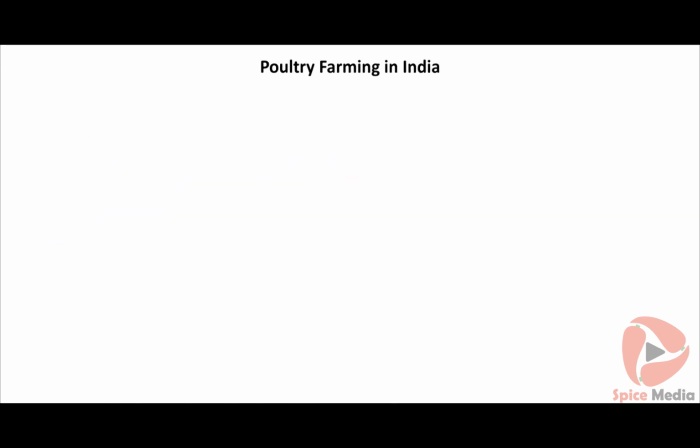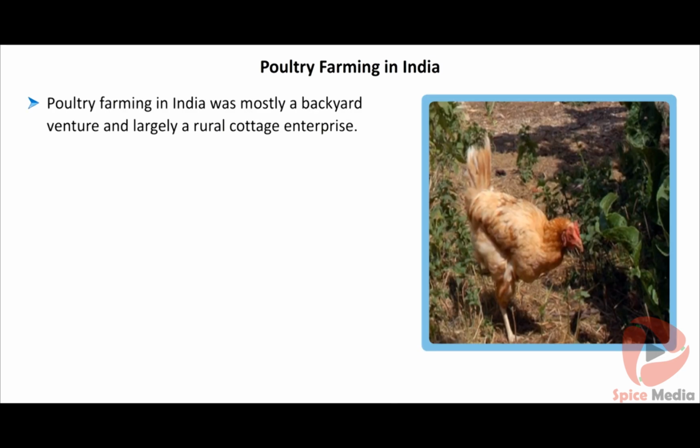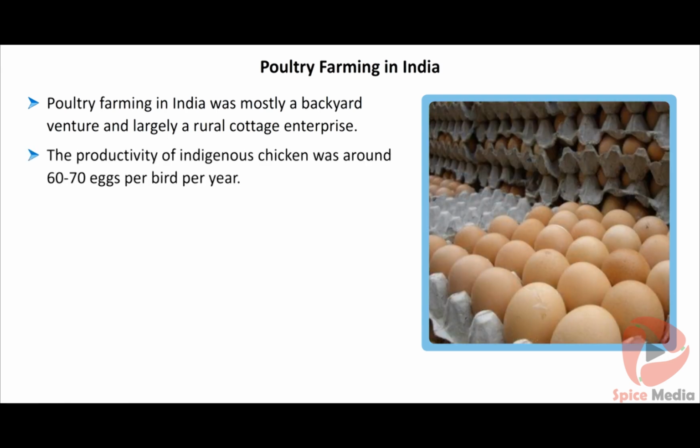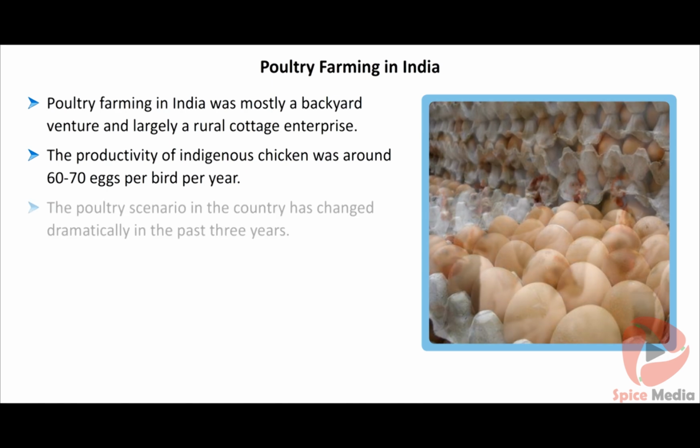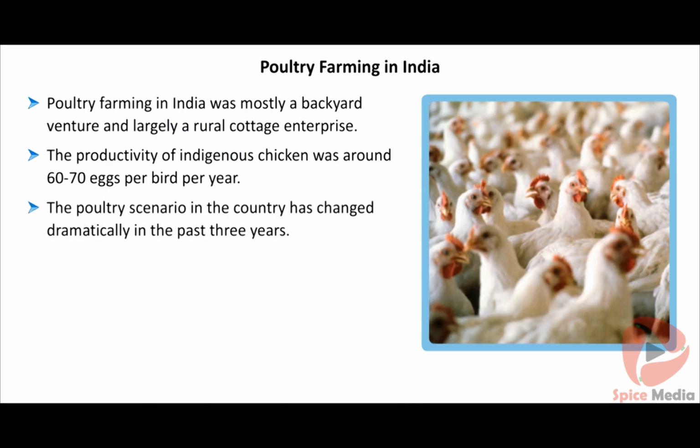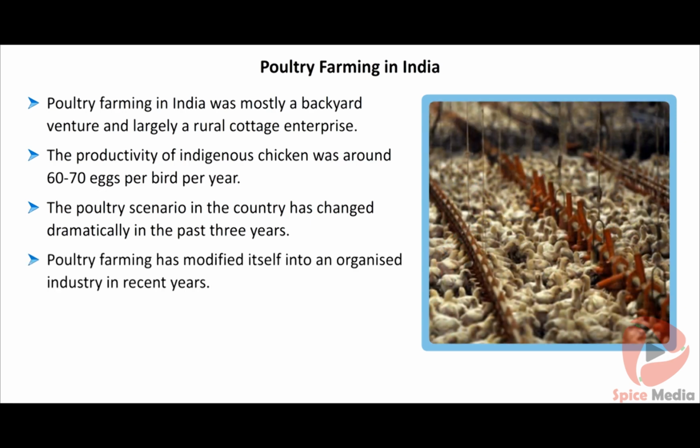Poultry farming in India. Poultry farming in India was mostly a backyard venture and largely a rural cottage enterprise. The productivity of indigenous chicken was around 60 to 70 eggs per bird per year. The poultry scenario in the country has changed dramatically in the past 3 years. Poultry farming has modified itself into an organized industry in recent years.